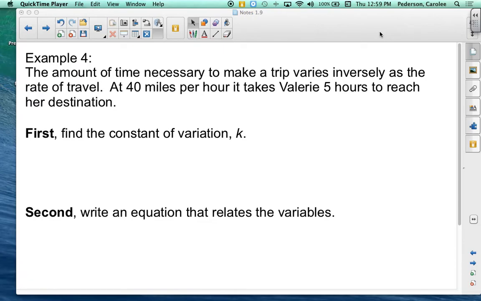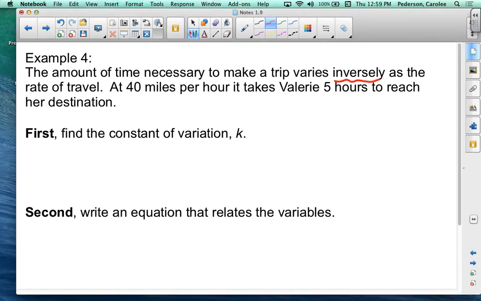Here is an example of inverse variation. So what we have is the amount of time, so we're going to let that variable be t, necessary to make a trip varies inversely. So very important, it's an inverse, you understand that, as the rate of travel, how quickly you travel, so I'm going to let that be r. So we're going to set up an equation, step 1.